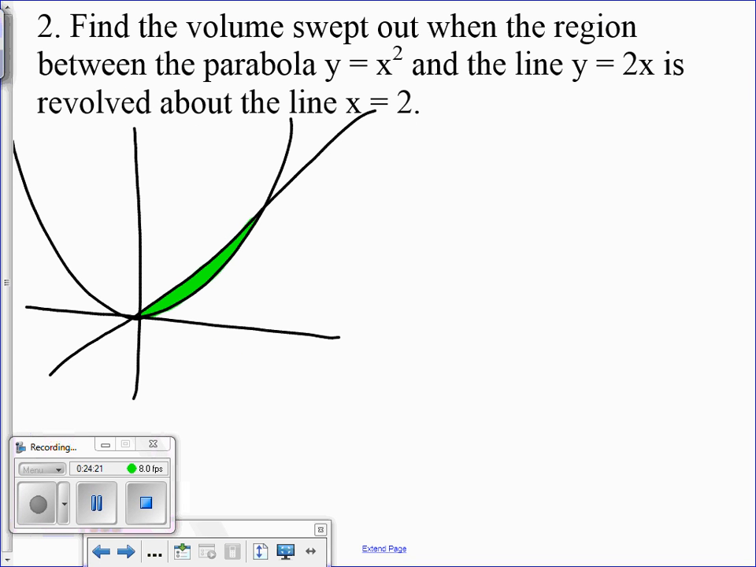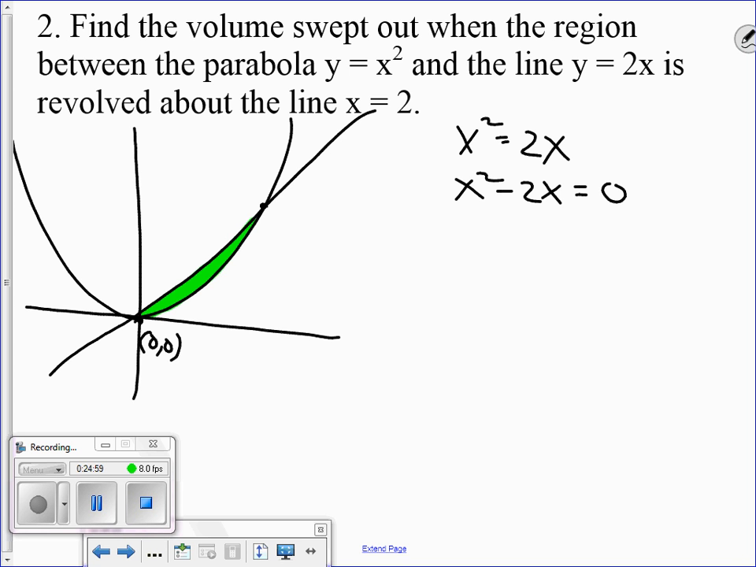So hopefully you've identified the enclosed region, and we have to revolve about the line x equals 2. I don't know where to put the x equals 2. I better find out where this point of intersection is so I know where to put the 2. I don't want to just guess. If we set x squared equal to 2x, do you see what values of x they intersect at? 0 and 2. And I know already this is the point 0, 0.